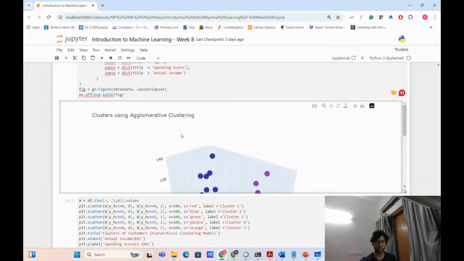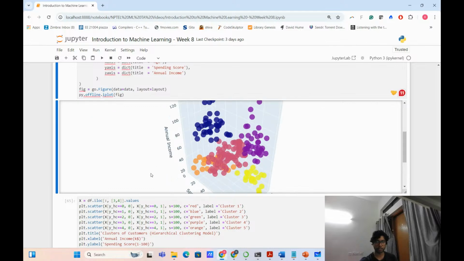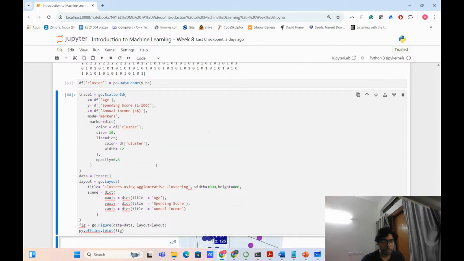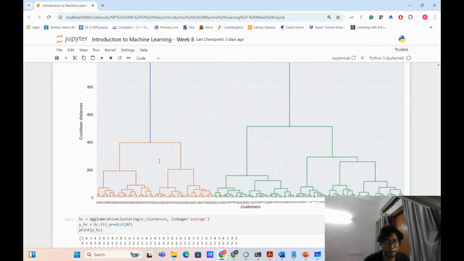So this is a visualization using a 3D graph. Okay. So here, I guess I have made... Yeah, how many clusters have I made over here? Let me see.